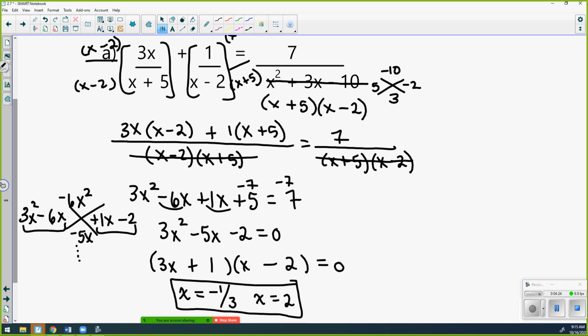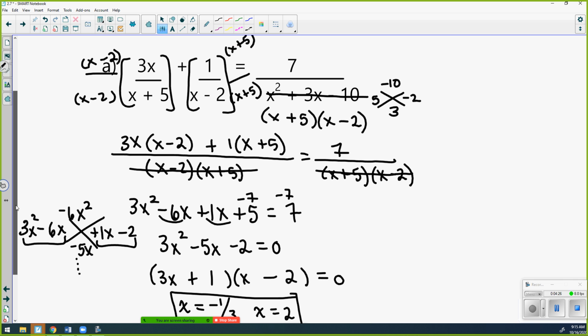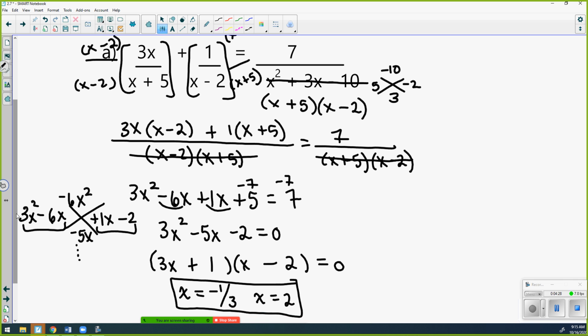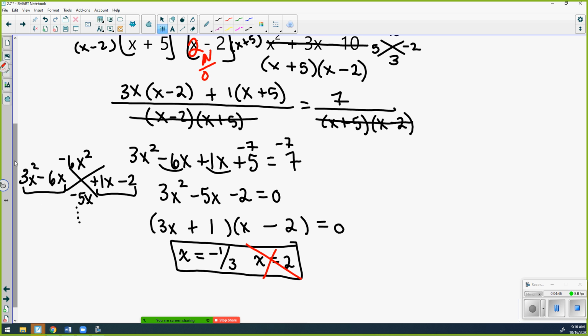Before you step away from this problem, go back to the original function. I see that if I were to plug in a 2 right here, I'd be dividing by 0, which is a no. x equals 2 is actually an extraneous solution. So before you step away from the problem, check to make sure you're not making any no-nos.